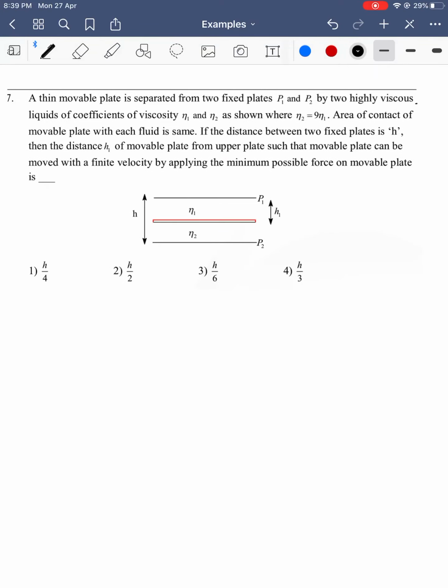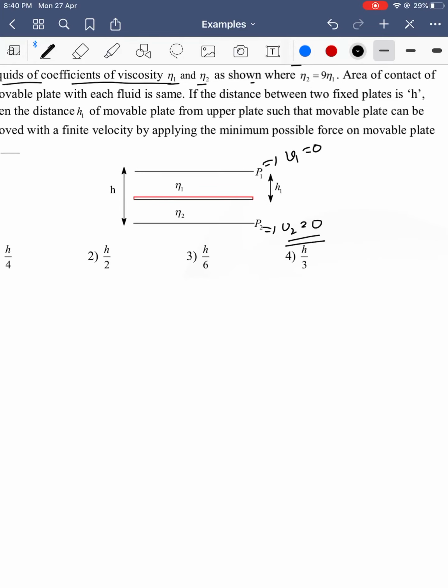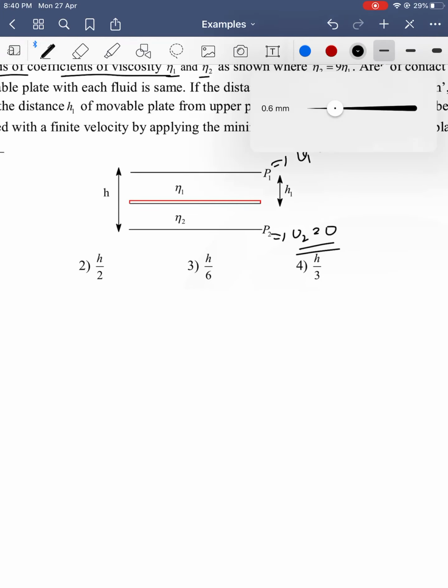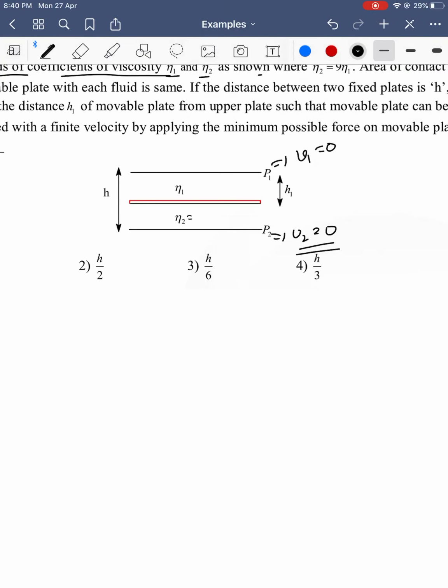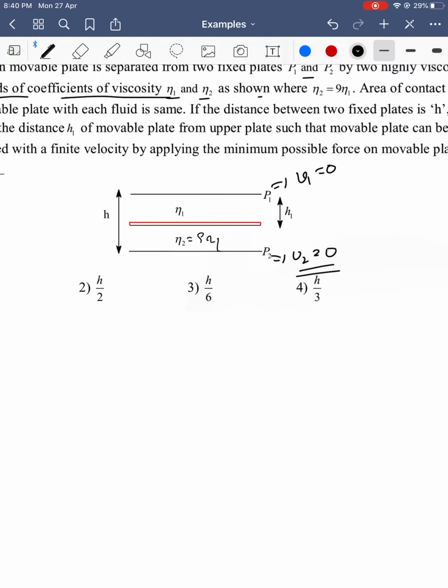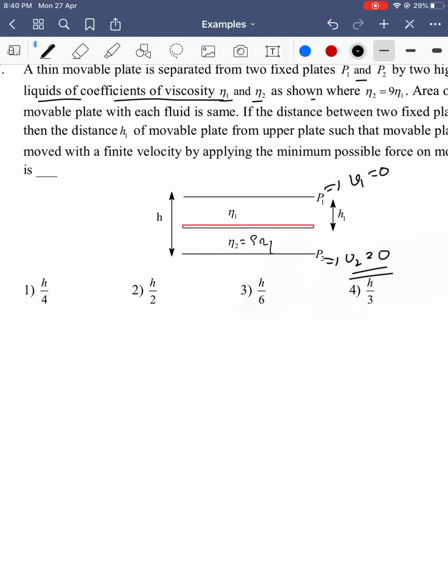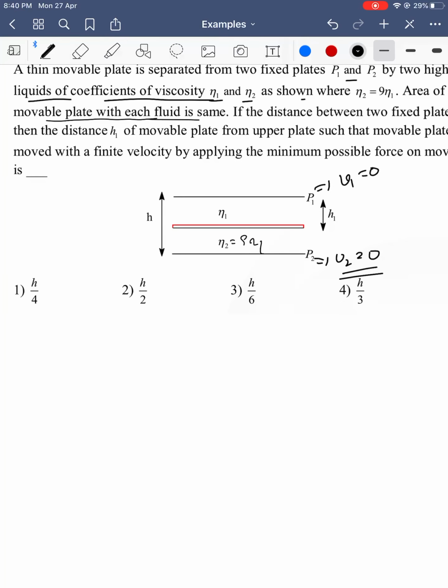A thin movable plate is separated from two fixed plates P1 and P2. Fixed plates means the velocity at P1 is equal to 0, and on the other side the velocity at P2 is also 0. There is a highly viscous liquid with coefficients of viscosity nu1 and nu2. Here nu1 and nu2 are given. Nu2 is equal to 9 times nu1. The area of contact of the movable plate with each liquid is the same.